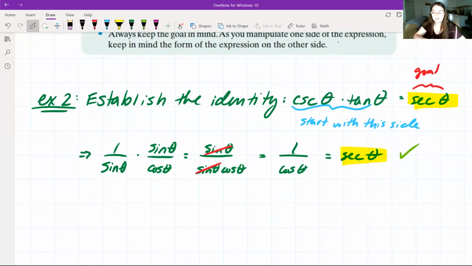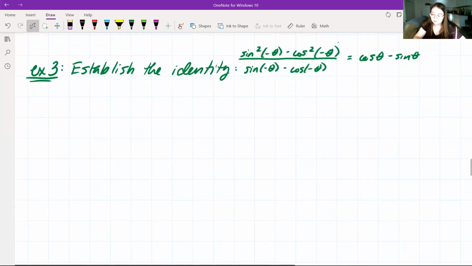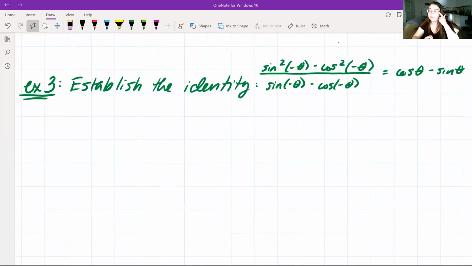So let's do a little bit of a harder one now. Example 3, we want to establish the identity sine squared of negative theta minus cosine squared of negative theta, divided by sine of negative theta minus cosine of negative theta, is equal to cosine of theta minus sine of theta.